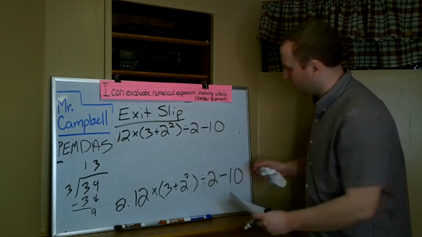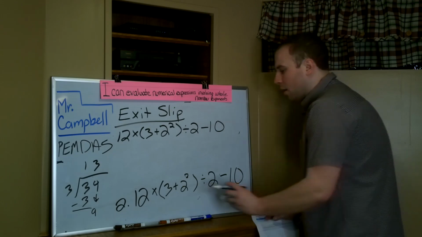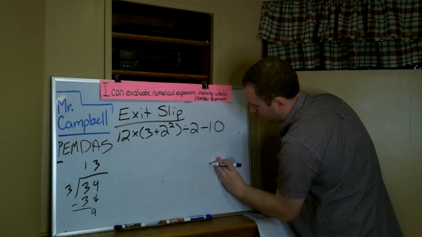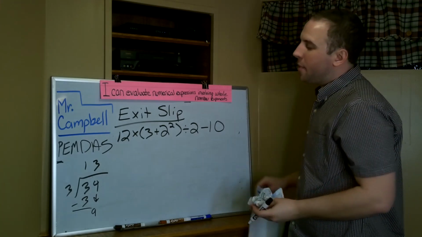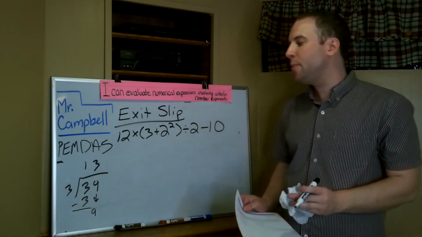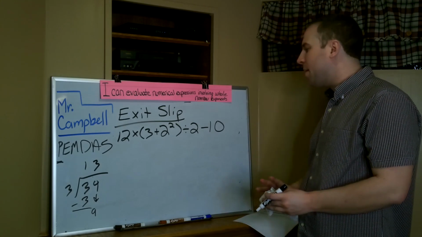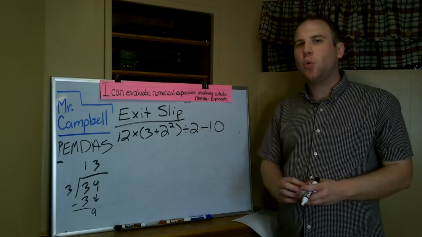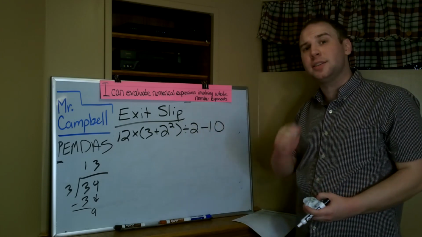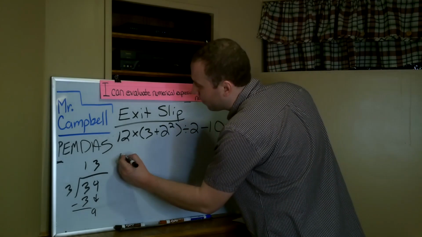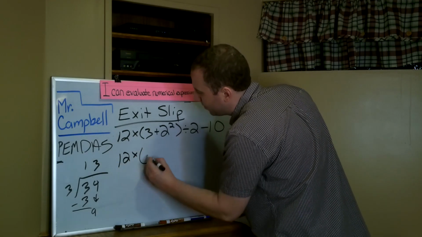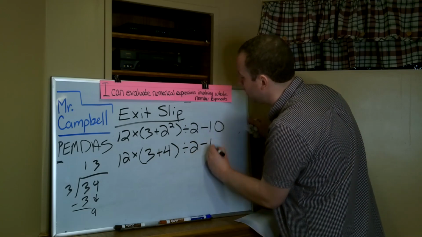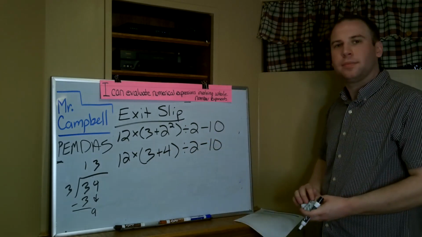All right. So, looking at my PEMDAS here, parentheses is going to be first. Now, in my parentheses, we have an exponent. So we're going to have to do that first. 2 squared is just 2 times 2, which is 4. Right. So, 12 times 3 plus 4 divided by 2 minus 10.